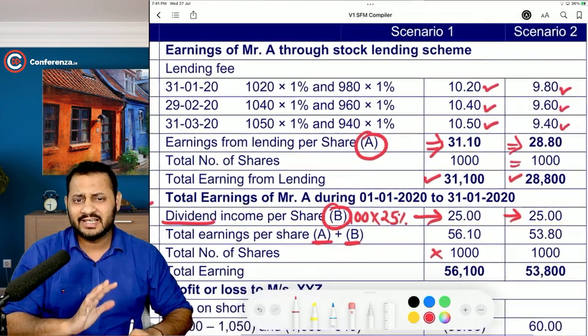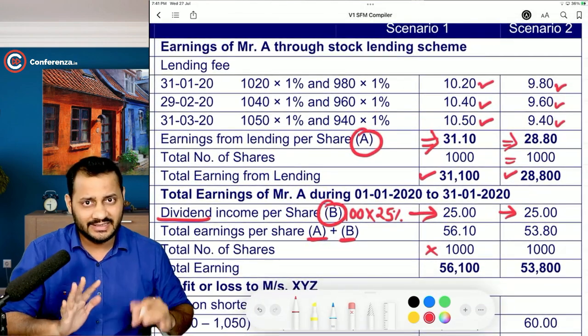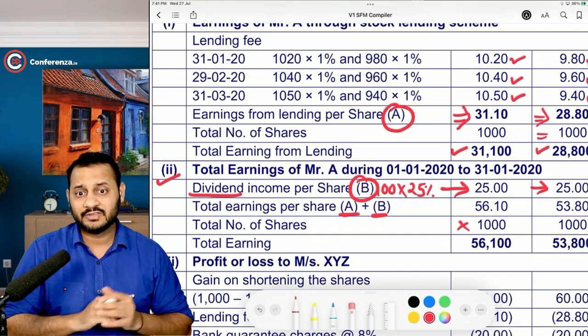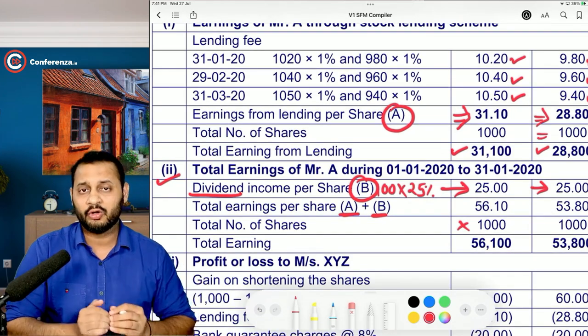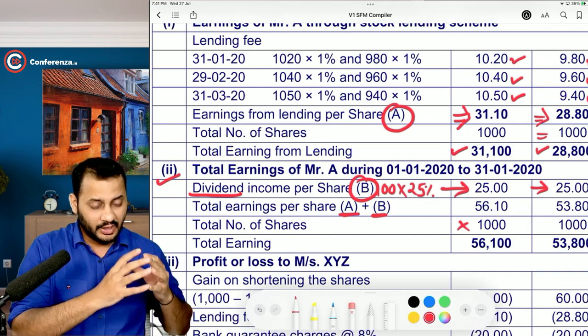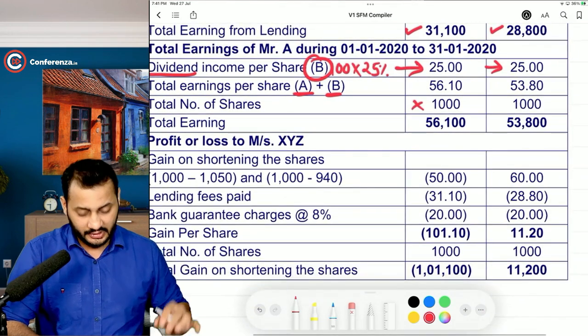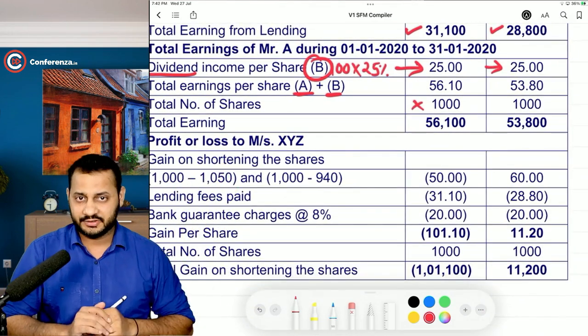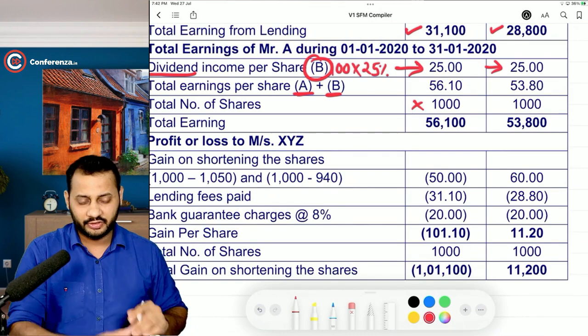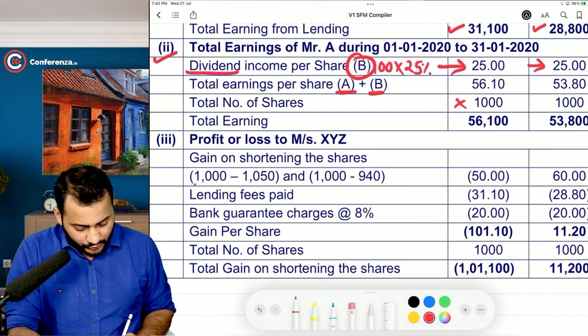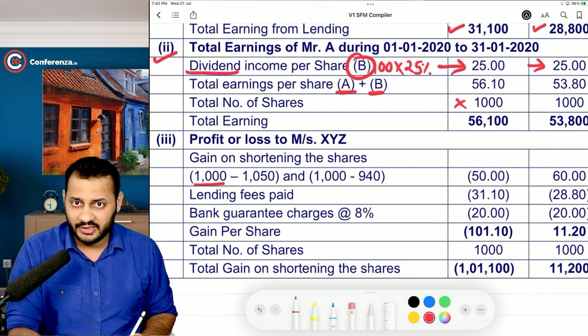Do you need any kind of a formula here? Sir, it's very easy. And the third part is from the person who borrowed the shares, who has sold the shares in the market on a shorting basis. Okay. Gain on shorting the shares. Gain or loss on shorting the shares. It's very simple. You sold the shares at 1000 in the beginning, purchased it back at 1050.